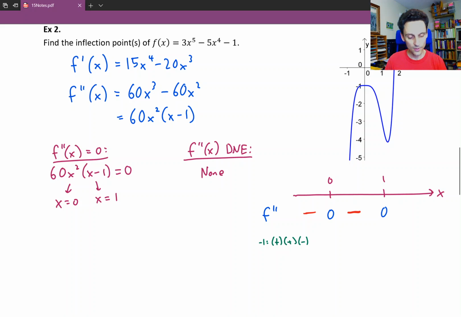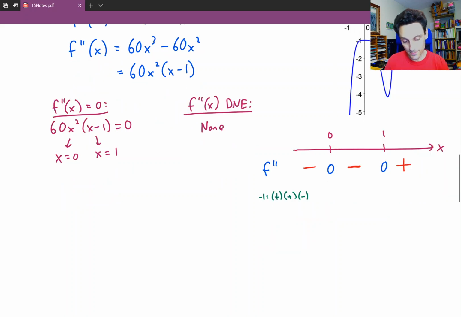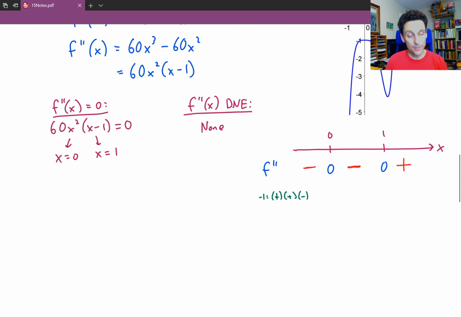Will the sign flip as you cross x equals 1? Yes, because x minus 1 has an odd exponent, and it'll flip the sign of everything. So now we know where the curve is concave up and concave down, but we were asked to find the inflection points. Those are the points where the concavity changes. So 0 is not going to be an inflection point, because notice that the concavity doesn't change. It goes from concave down to just concave down.